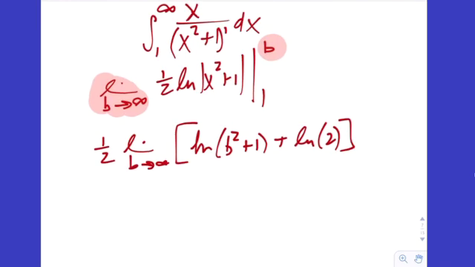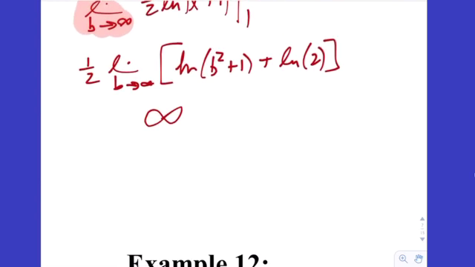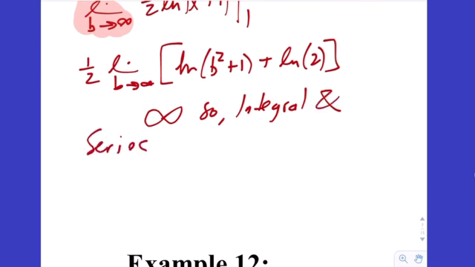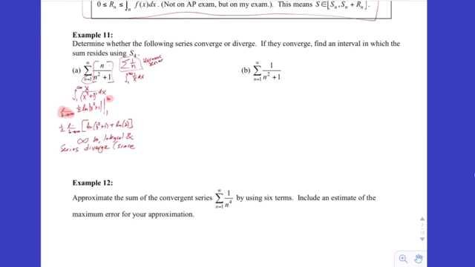And now, what happens to b squared plus 1 as b goes to infinity? Goes to infinity. So what is the natural log of infinity? Or what is happening to the natural log as x goes to infinity? It approaches infinity. So that is infinity plus a finite number. Infinity plus a finite number is infinity. Half of infinity is still infinity. So we'll say here that this whole thing equals infinity. Okay? So the integral and the series do what? Diverge.